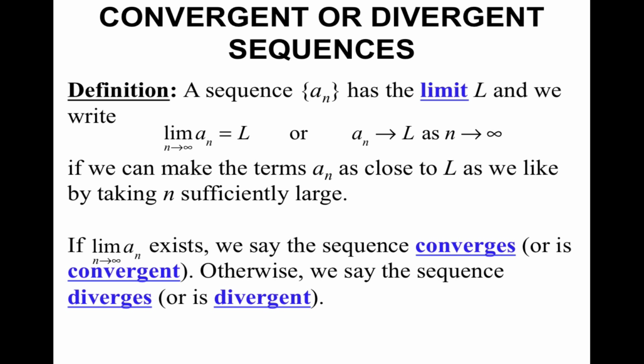So basically, if the limit exists, you get a number for the limit, and the sequence is convergent. If you get something undefined or one of the infinities, then we say that the sequence is divergent.